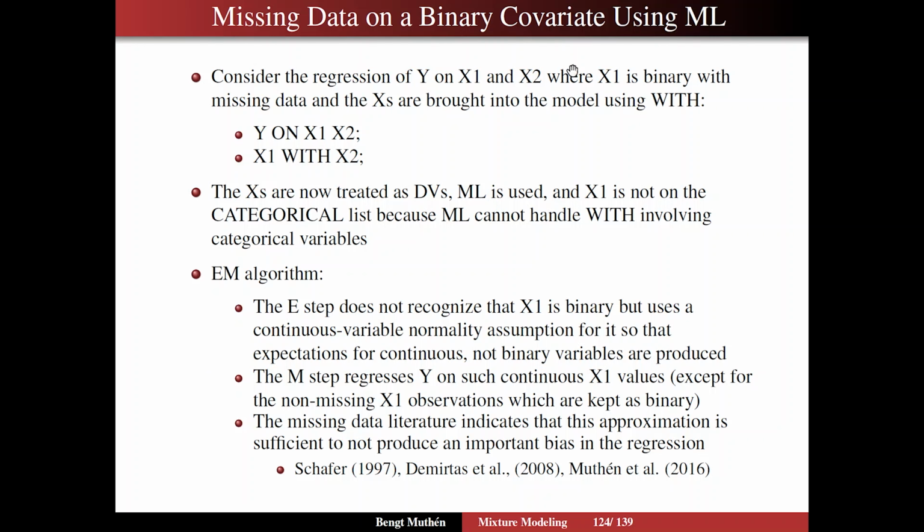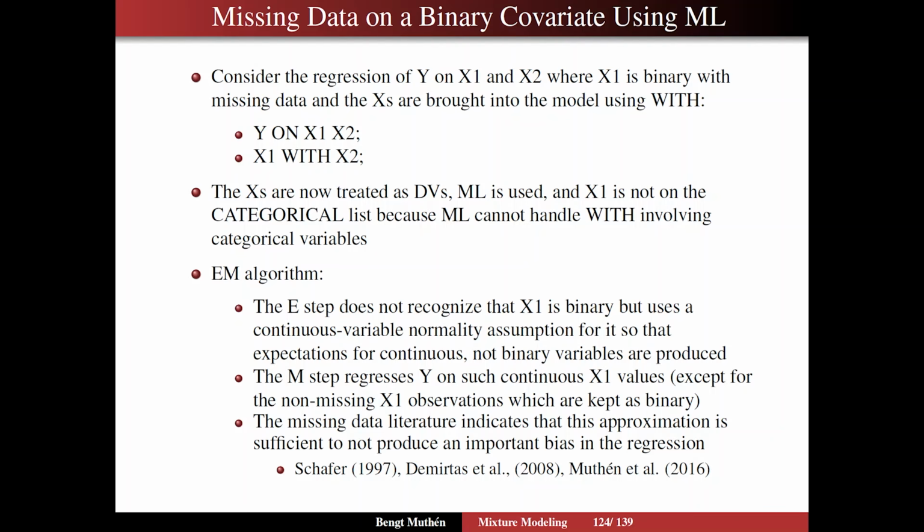And we are now in the context of using maximum likelihood. And consider an example with a regression of y on two x variables, x1 and x2, where x1 is binary with missing data, and the x's are brought into the model using with. So we have y on x1, x2, and x1 with x2, like we have done in the section with missing data on covariates.